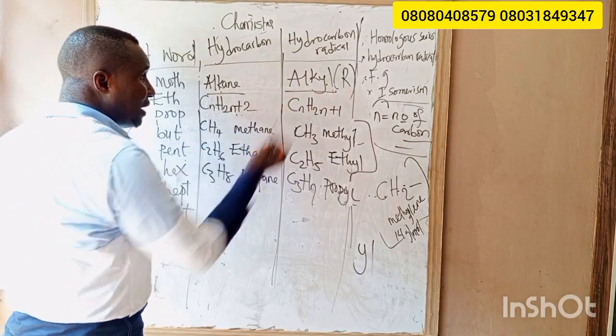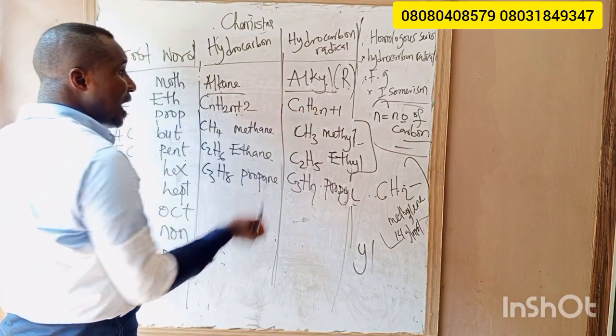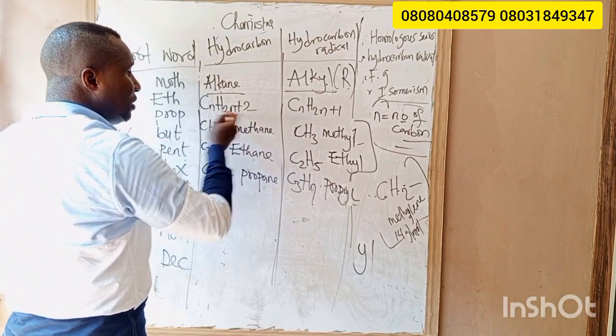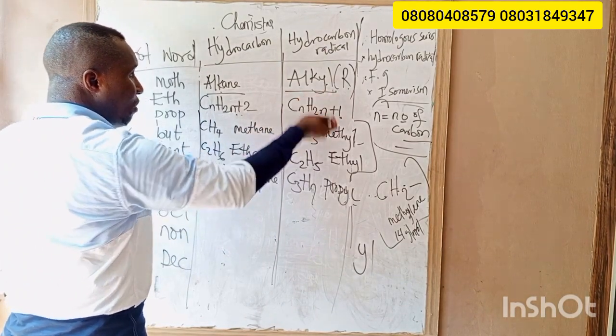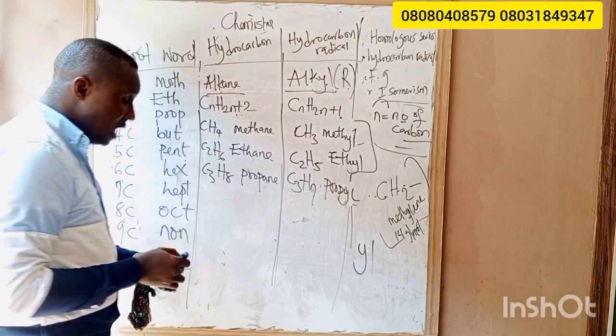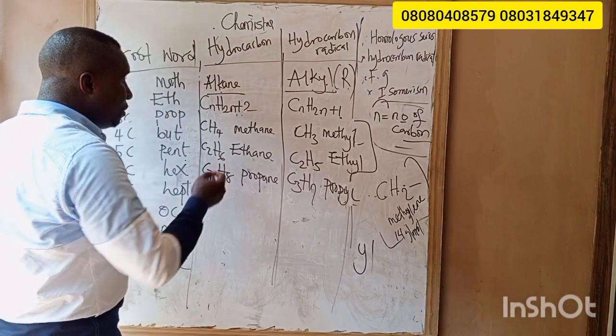When alkane loses one atom of hydrogen, the symbol is what? R. The general formula is what? CnH2n+1 for alkyl. Take note of that. Let us go to the next one. You can write it down.